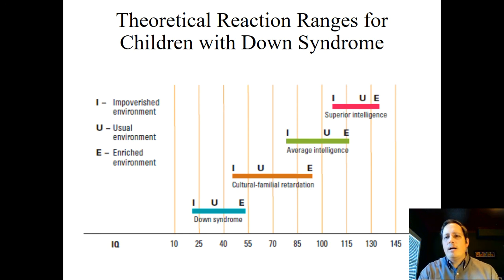So that's going to wrap up our causes of intellectual disabilities. And what we're going to start going over in Module 4 is looking at prevention and normalization of intellectual disabilities.